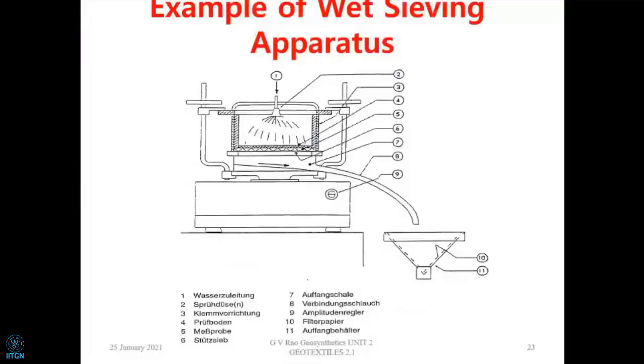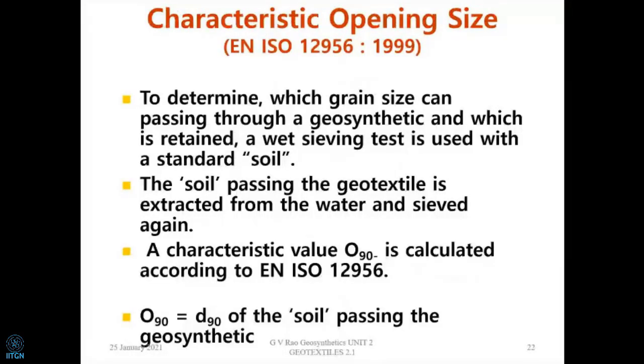In a normal test, what is it we are going to do? In a normal sieving test in the laboratory, we have a set of sieves, and each sieve has an opening size. The smaller size is placed at the bottom, and the largest opening size is placed at the top. We place an amount of dry soil, shake it, and find out the size retained on each of these sieves. From that you get a grain size distribution curve.